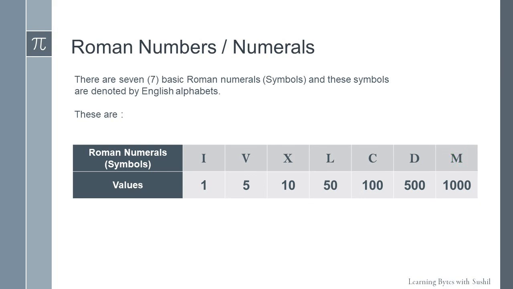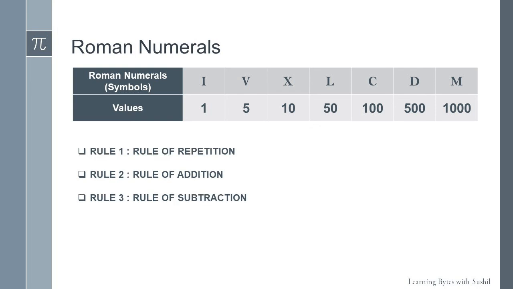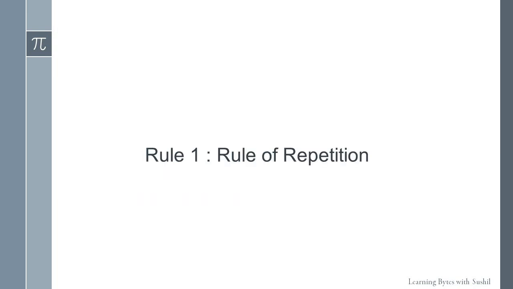Now, to read and write these Roman numerals, there are 3 rules that you need to keep in mind. Rule number 1 is the rule of repetition. Number 2, the rule of addition. And 3, the rule of subtraction. Let's understand these rules so that it becomes easier for you to read and write these Roman numbers. Let's look at rule number 1, the rule of repetition.